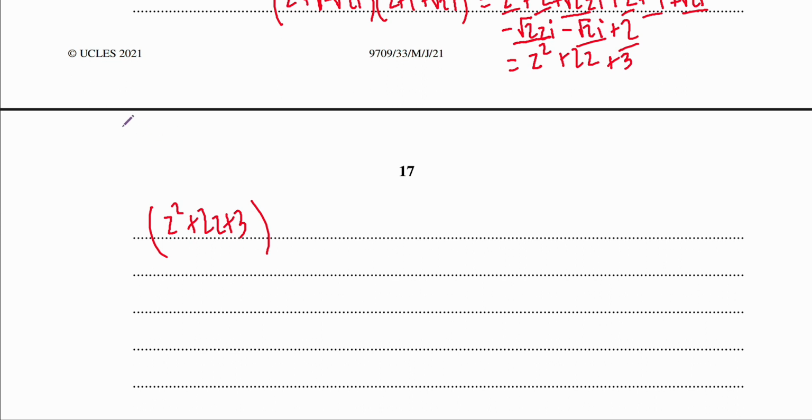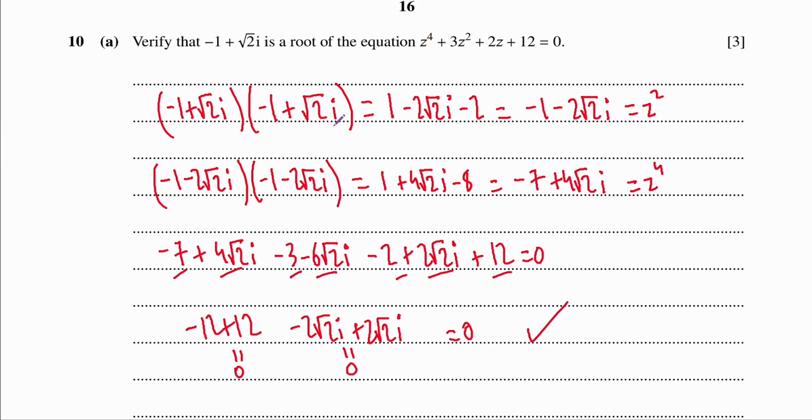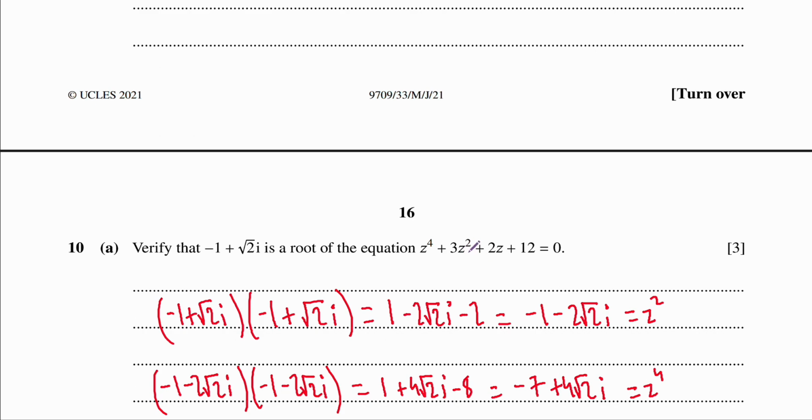So now I need to multiply z squared plus 2z plus 3 by z squared plus something with a z, and then plus something to give me our original equation right here, which is z to the power 4 plus all of that.